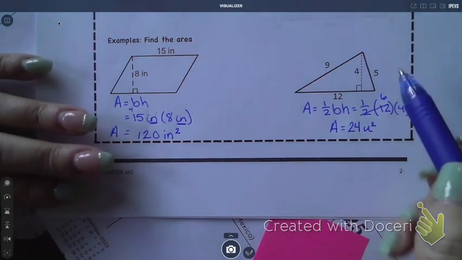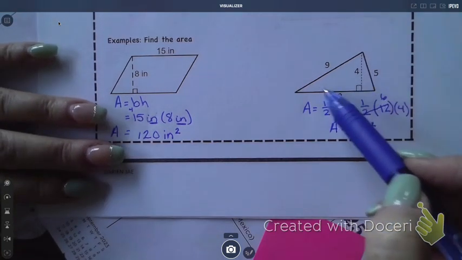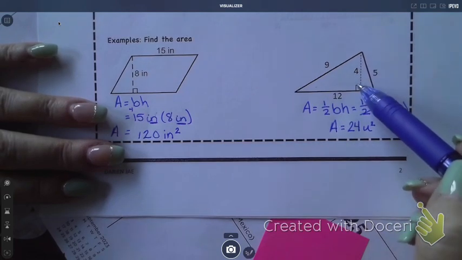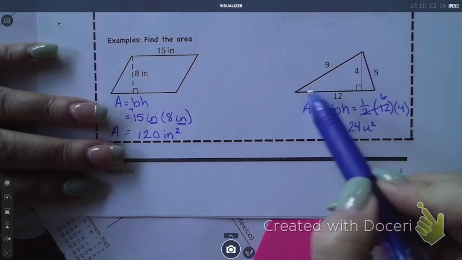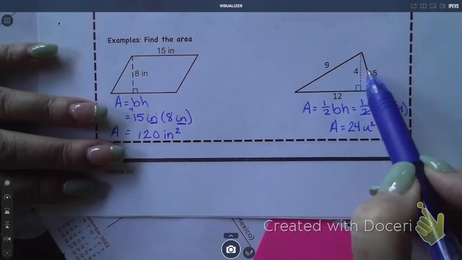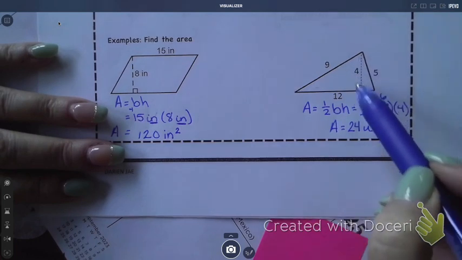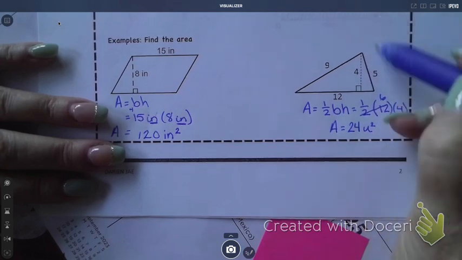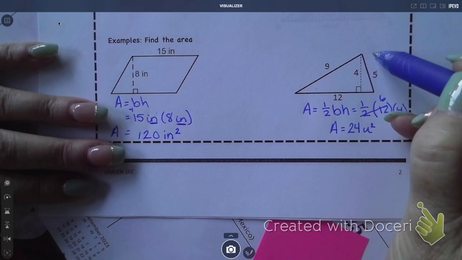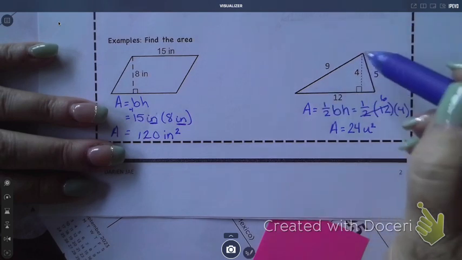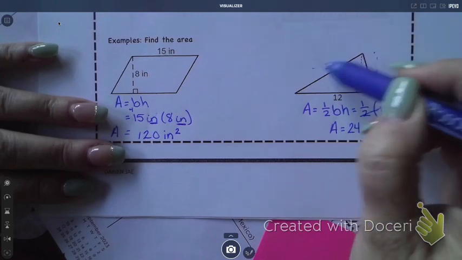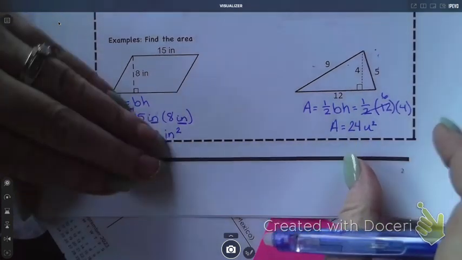Now, I usually have a person say, well, how'd you know 12 was the base? Well, I knew 12 was the base because where's the right angle from the height? Right, on 12. So could I have done a height this way? Yeah. Then what would my base have been? 9 or 5. If I went this way, it would have been outside. No, it would have been this way. If I did this way, then my base would have been what? 9. So just watch where that right angle's at.